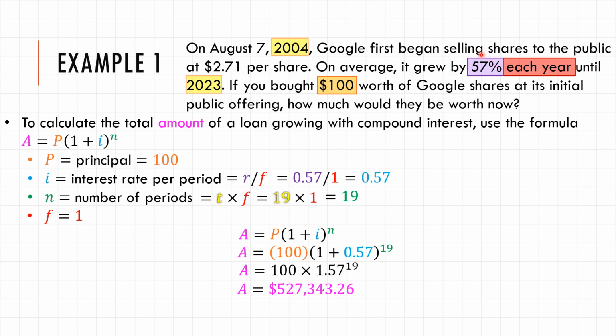Growing by 57% each year means it's growing by a larger and larger amount every single year. It's growing exponentially. And you could sell those $100 of shares that you bought in 2004 in 2023 for over $500,000. This is how people save so that they can retire.